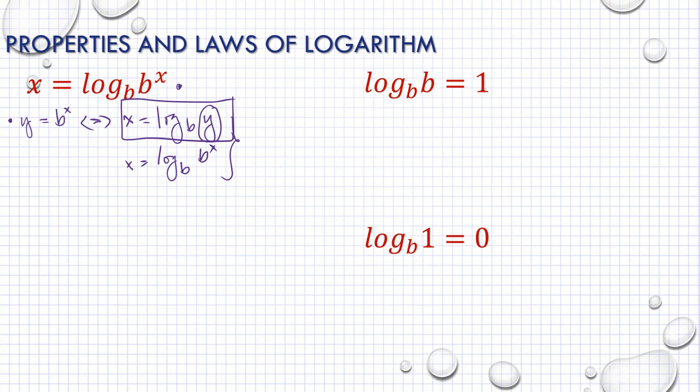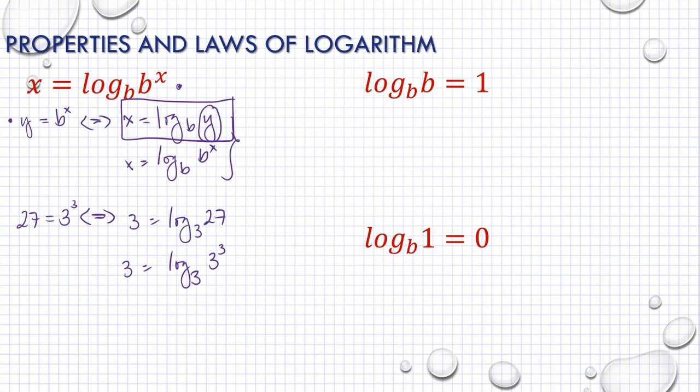So for example, I'm going to use 27, which is equal to 3 raised to 3, if and only if 3 is equal to logarithm of 27 with a base 3. Or we can say that 3 is equal to logarithm of 3 raised to 3 with a base 3. That's pretty obvious.